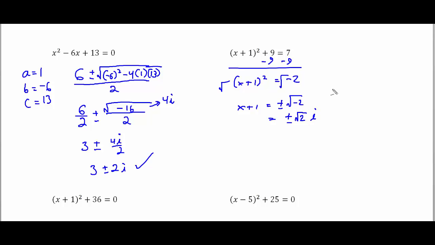So again, if you're wanting to see how that worked, the square root of negative 2 is the same as the square root of 2 times the square root of negative 1. The square root of negative 1 is i. So the square root of 2i is just moved here.